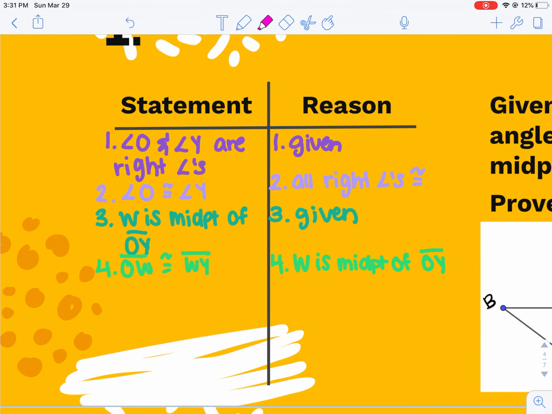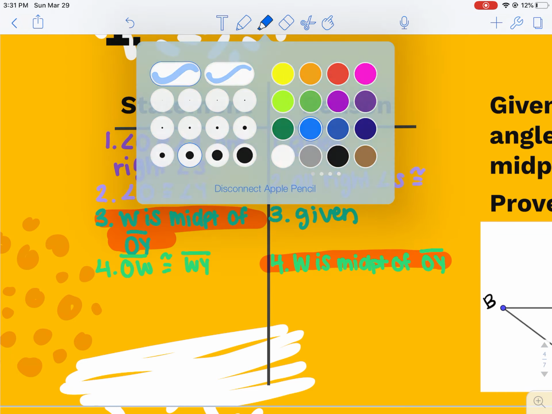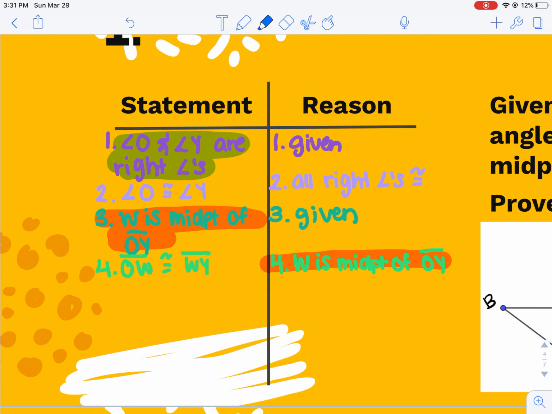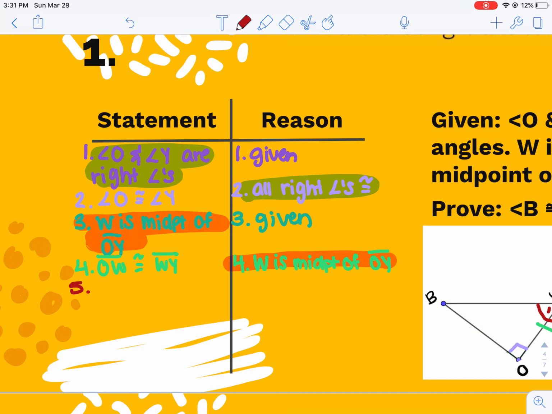Notice on these first few, friends, I had to have this as a statement before I could use it as a reason. Likewise, I had to have, hey, these are right angles, before I could say all right angles are congruent. Okay, so you have to use what you're given and then use that given as a reason. You have to state it first. Lastly, then we said angle 1 is congruent to angle 2 because vertical angles are congruent.